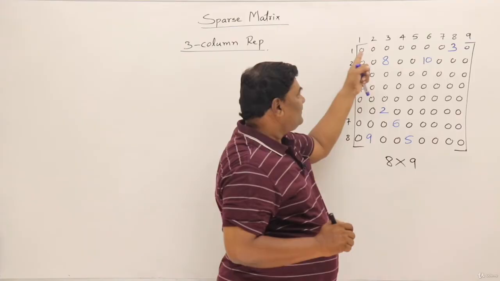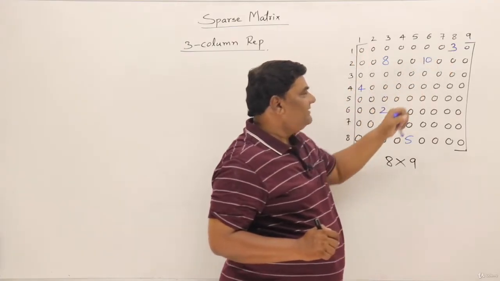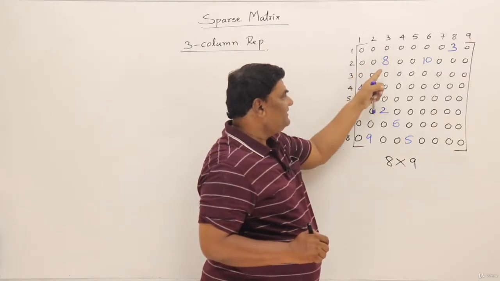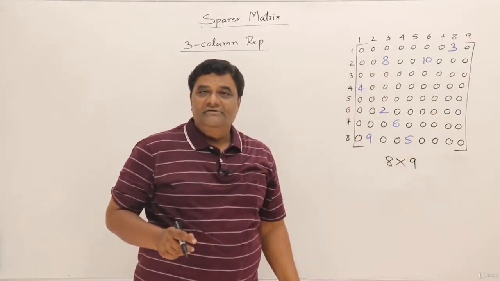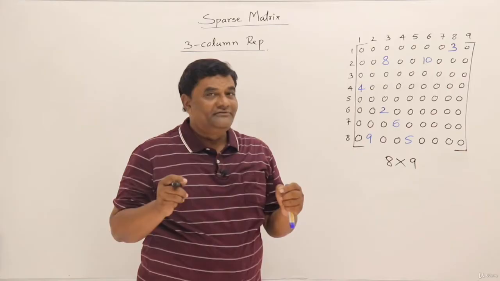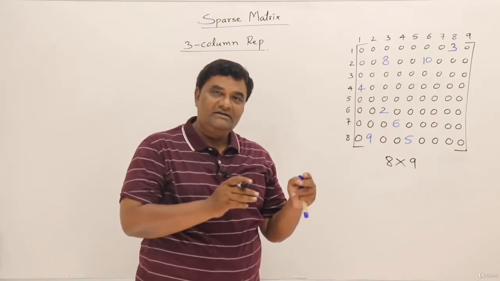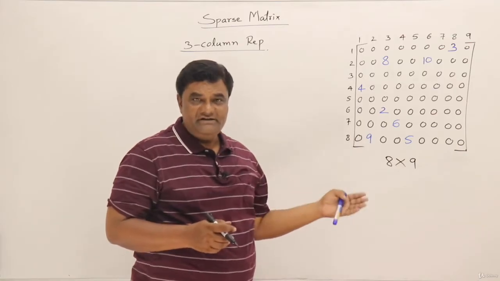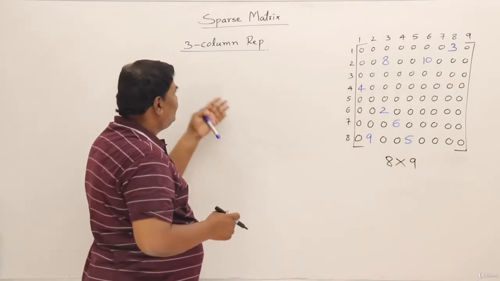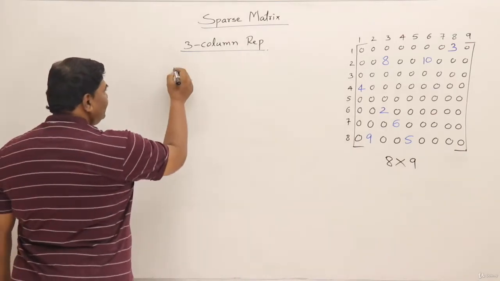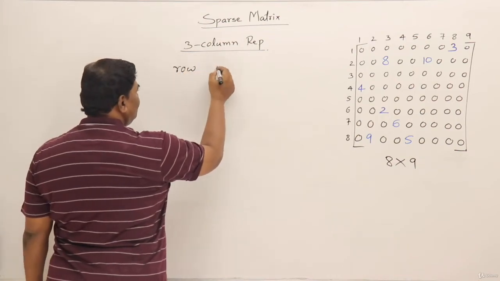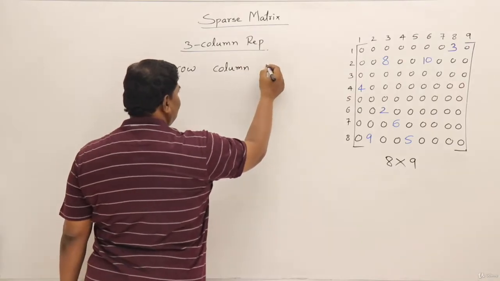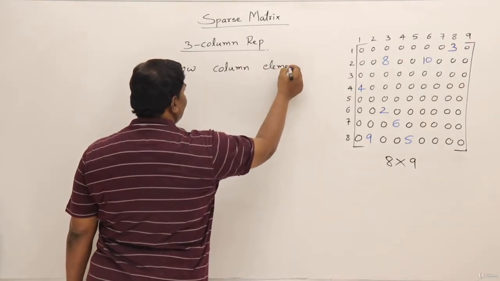So for 3, row number is 1, column number is 8 and the element is 3. For 8, row number is 2, column number is 3 and the element is 8. So we will have a tuple of 3 values: row number, column number and the element. We can have a list of tuples, which we can call coordinates, or we can represent them in the form of 3 columns. First column is row, the second column is column number and the third one is the element itself.